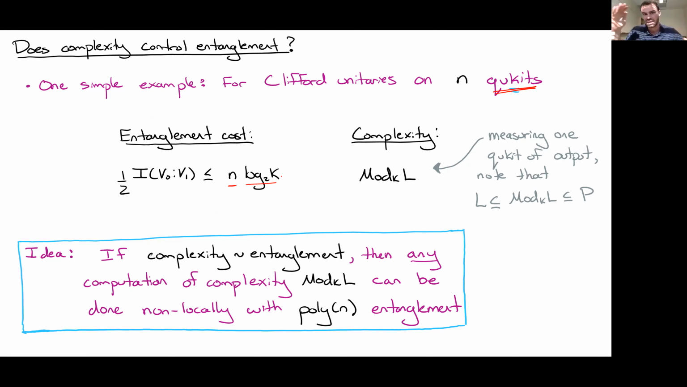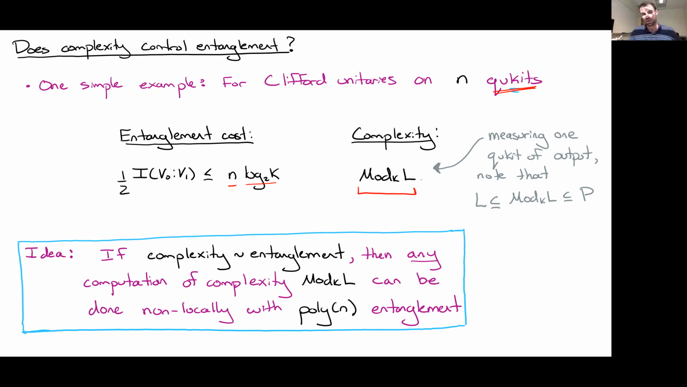The complexity class that captures that turns out to be this sort of strange beast called mod KL. Okay, mod KL is a super obscure complexity class. You've probably never heard of it. If that's the case, just take it to be defined by what I'm saying here. So mod KL is the class of problems that I can solve by running a Clifford circuit and measuring one qukit of output.